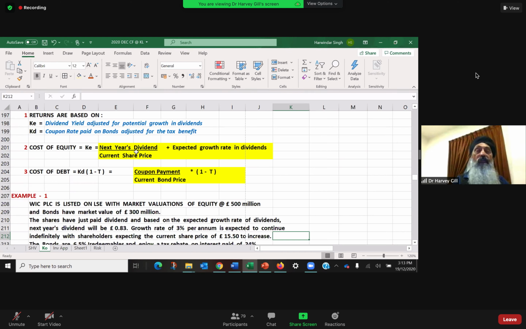Why next year's dividend? Because this model is derived from a share valuation model, and when you value shares, one of the methods of valuation is called the dividend discount model, DDM. So DDM discounts the future stream of dividends to its present value today, and discounting usually starts from year one. So we take next year's dividend. And cost of debt is the same thing: coupon payment divided by current bond price multiplied by 1 minus tax, which is derived from the valuation formula that I put up just now.